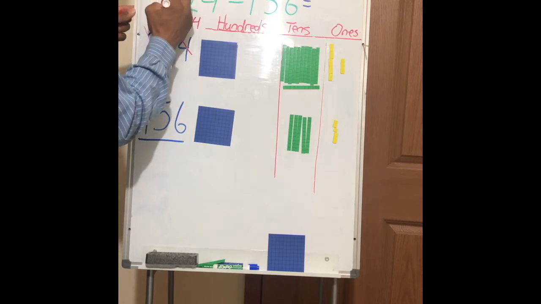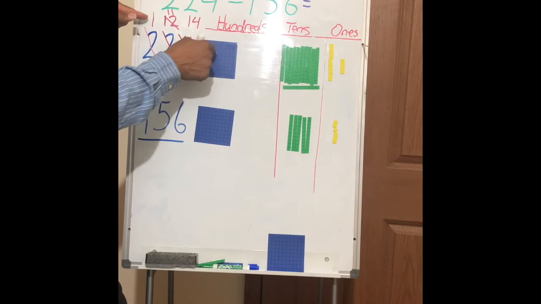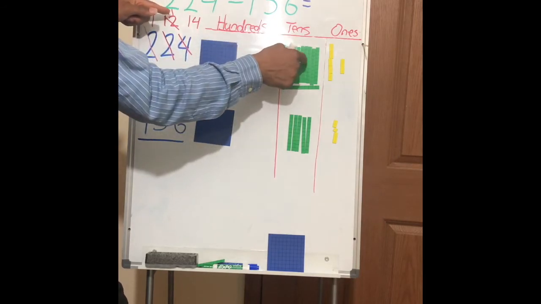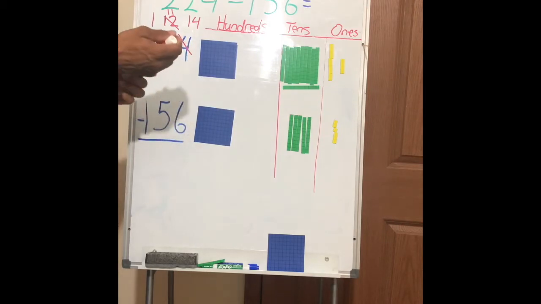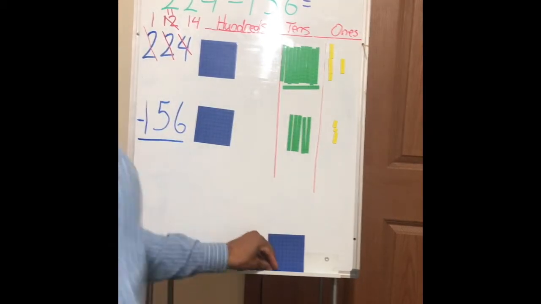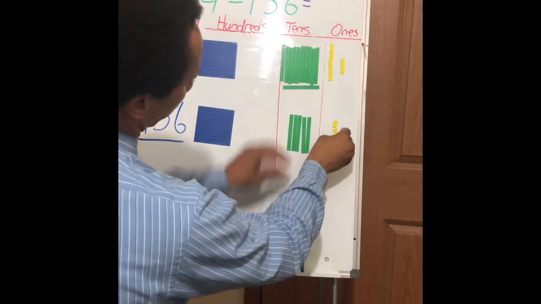So just to be clear, I have 1 set of 100 in the hundreds place. I have 11 sets of 10 in the tens place. I have 14 ones in the ones place. Now I can do my subtraction. So I'll do 14 minus 6. Okay, so I have 14. I'm going to take 6 away.